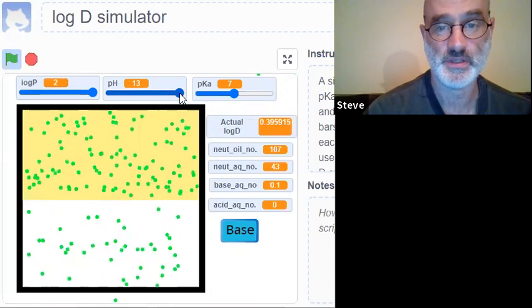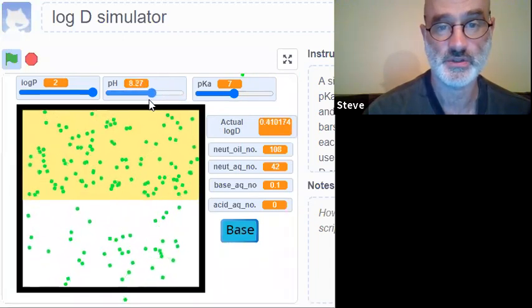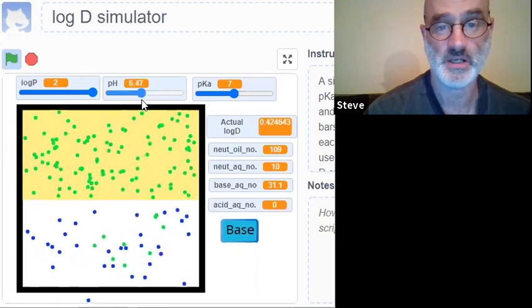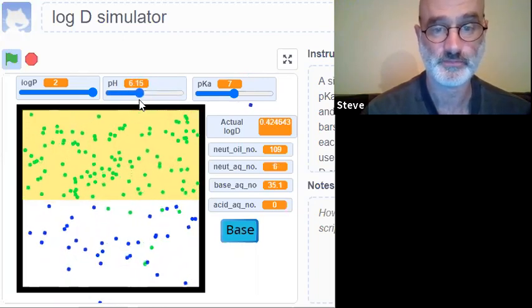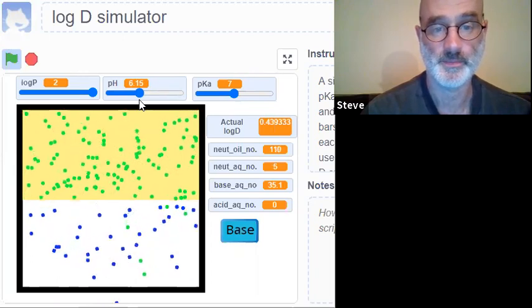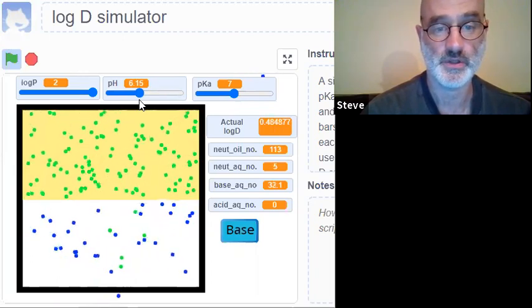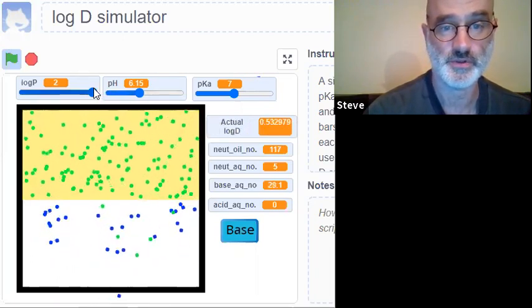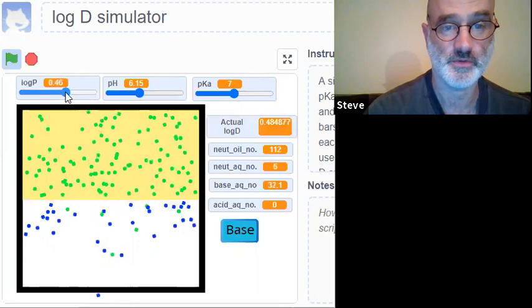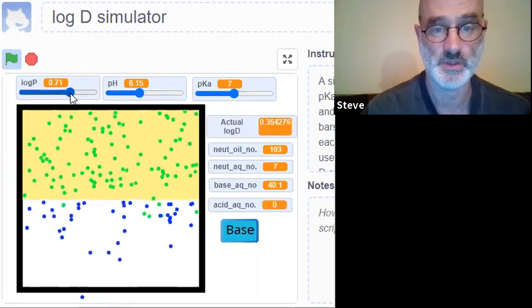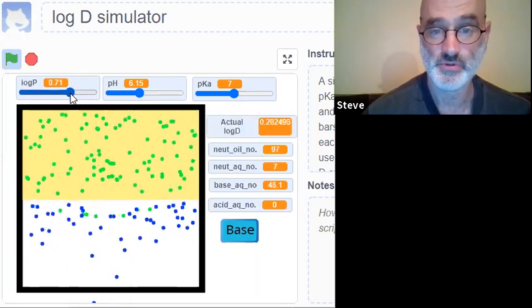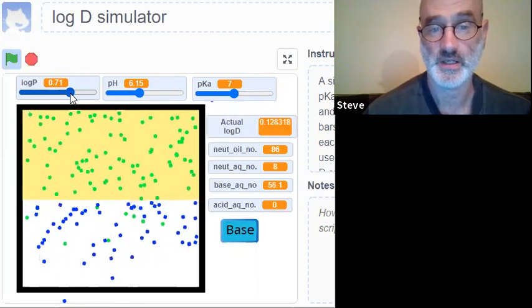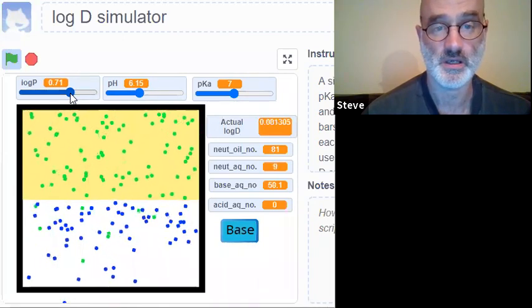So what I'm going to do is now bring that down to something where the base starts to get charged. Actually, that's probably not too helpful because the log P is a bit high. Let me move the log P down to something a little bit more sensible. So you'll now see some of the neutral molecules coming out of the oil layer and into the water layer.